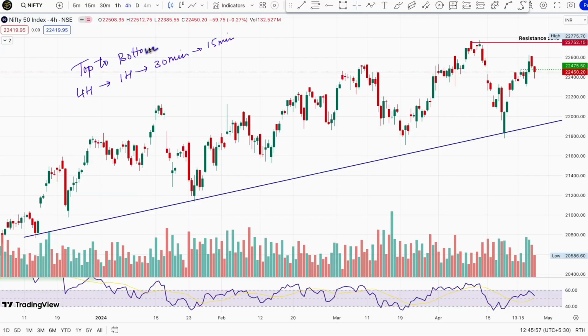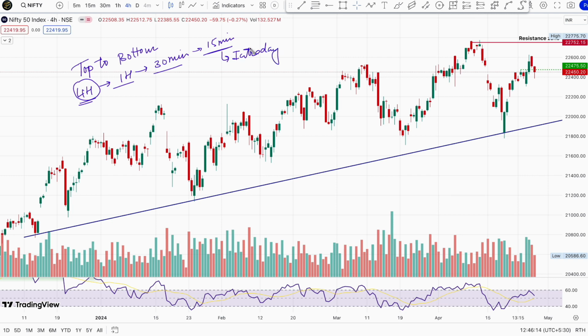So we will look into it one by one. Let's jump to the screen and plan tomorrow's trade. We are going to perform a top to bottom analysis, looking into the higher time frames first. We will start from 4 hour and then move to 1 hour, 30 minutes and 15 minutes for intraday purpose.